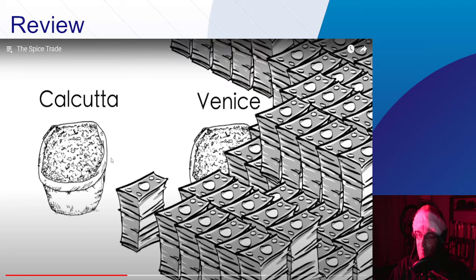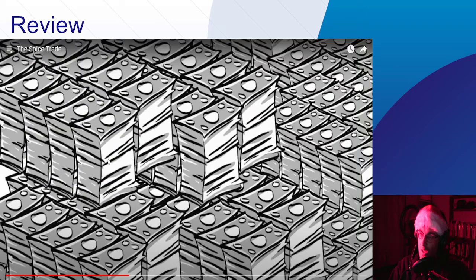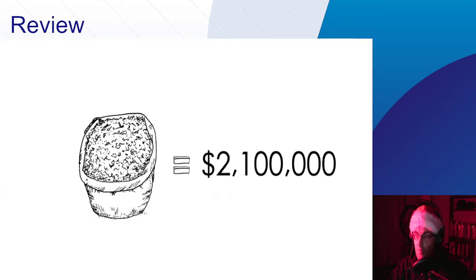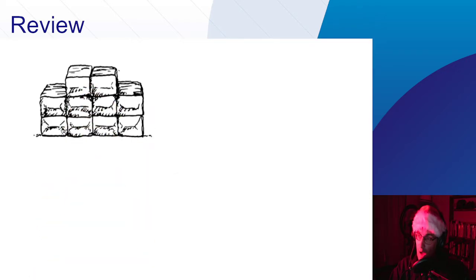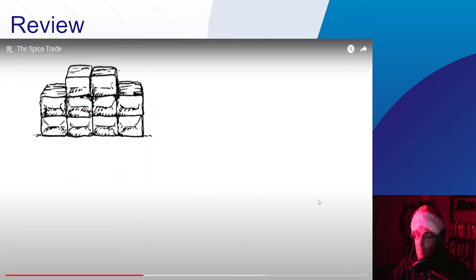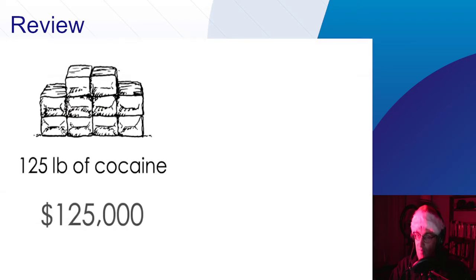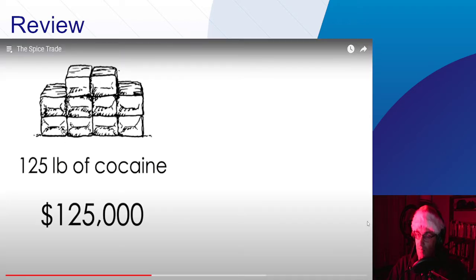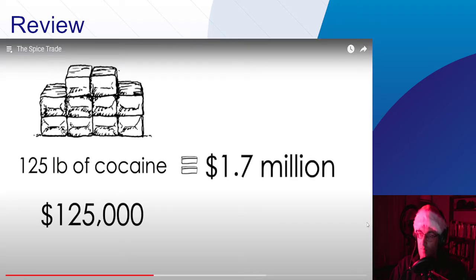That's a markup of over 3,200%. Trade in nutmeg was even more lucrative. One quintal of nutmeg purchased for the same $4,000 would sell for an astonishing $2.1 million in London or Paris. Today, if you look at the same amount of cocaine, one quintal, 125 pounds, you would pay about $125,000 for it at the source and could sell it wholesale in New York for $1.7 million.